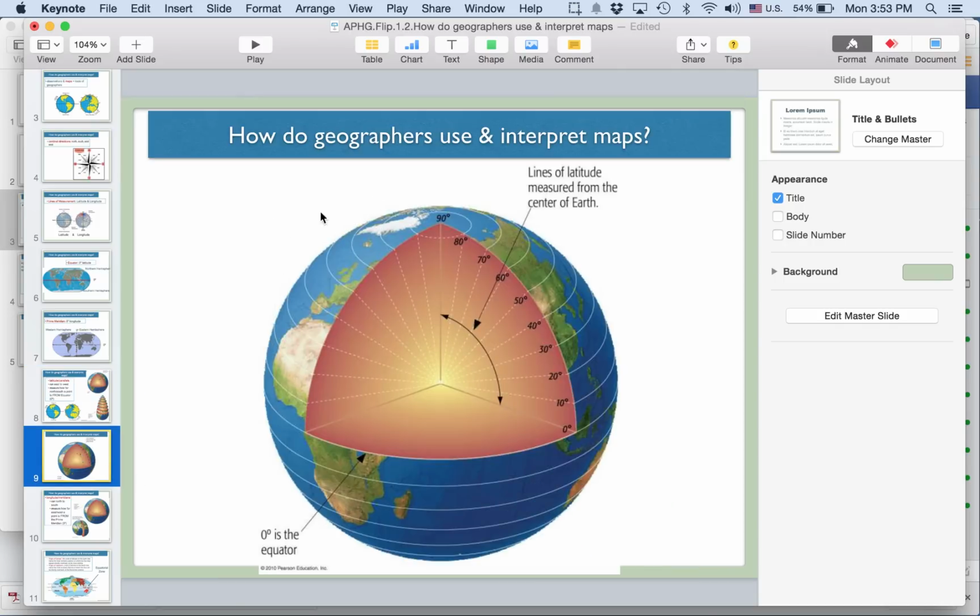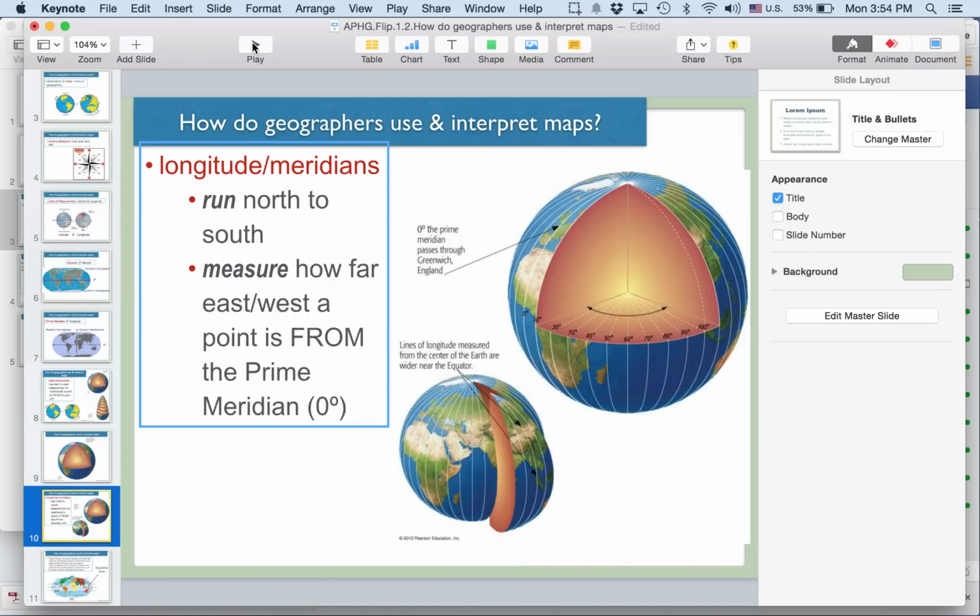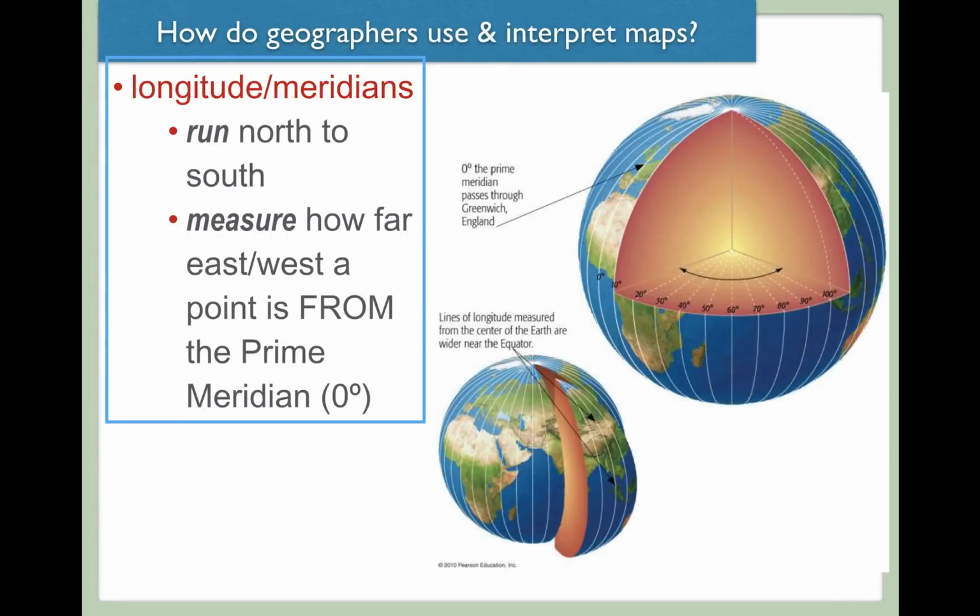Just another way to look at that: if you're looking at lines of latitude, we're measuring again how far north or how far south something is from the equator. Now let's change that for lines of longitude. Lines of longitude are also known as meridians. That's an easy thing to remember if we remember that the prime meridian is located at 0 degrees longitude and it runs north to south.